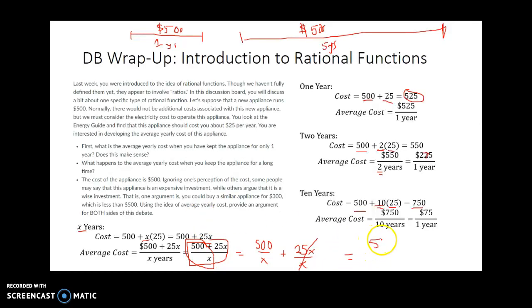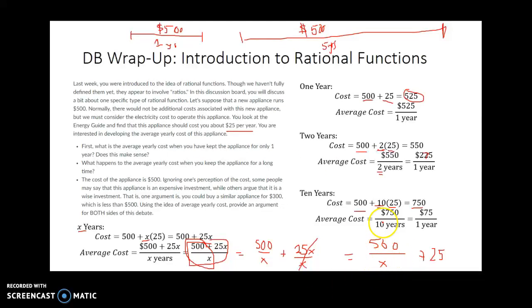So we can see that over the course of X years, the 500 gets divided evenly, but no matter what, I'm going to pay $25 per year. Therefore, as time goes on, this $500 that I spent initially will appear to sort of level itself out across time, but the reality is that, assuming the efficiency of this product doesn't change, I will still have to pay $25 for each year.